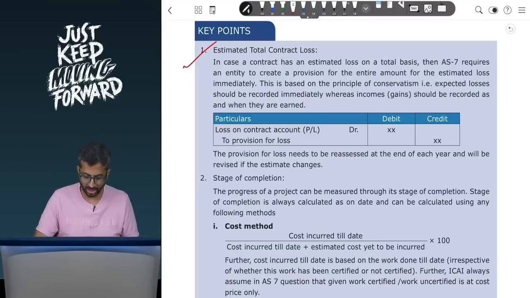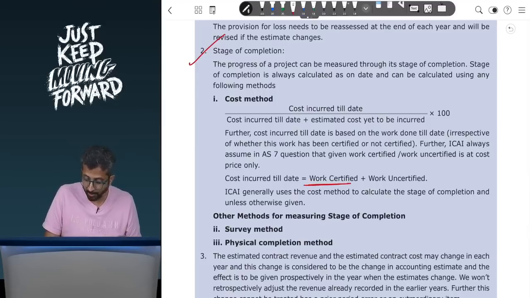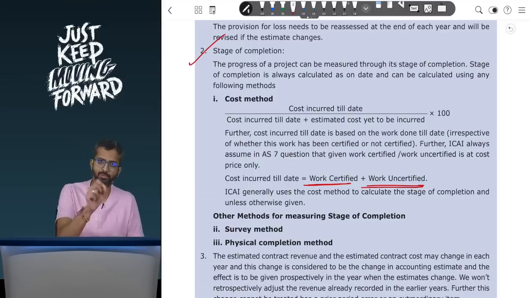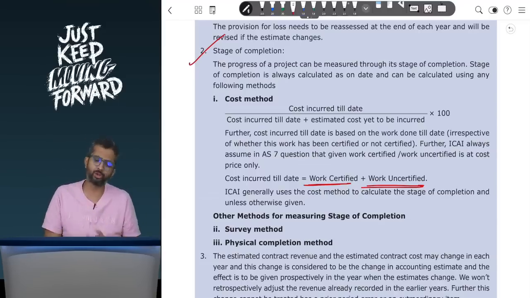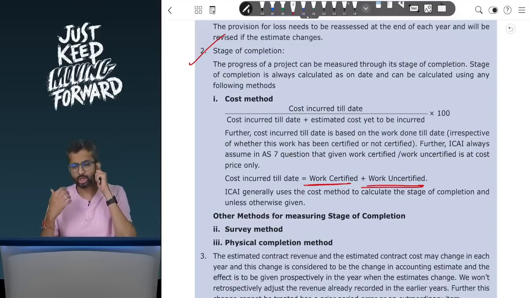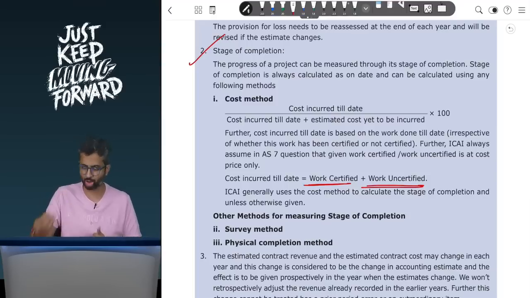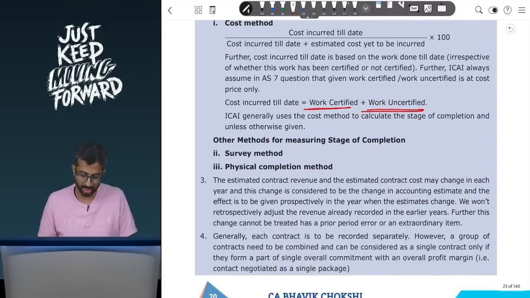Second, stage of completion, as we said, you record it by cost incurred upon the cost incurred plus the total estimated cost. Cost incurred till date can include the work certified plus work uncertified. Work certified is, let's say you have constructed a building of 5.5 floors. For 5 floors, an architect has given you a certificate for the work that you have completed. For the half a floor, you have still incurred the cost, but the architect has not given you any certificate, and hence your cost incurred till date will be the work certified plus the work uncertified. This will be generally recorded at cost. Work certified and uncertified data given in the question is assumed to be at cost, at least in your accounts paper. Other methods can be survey method, physical completion method, etc.